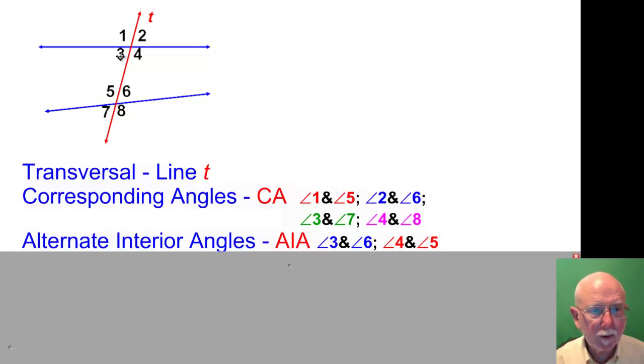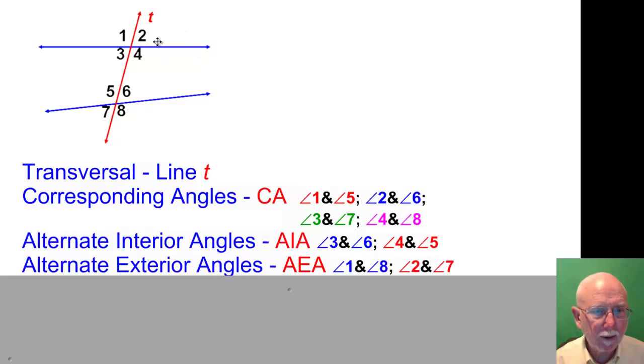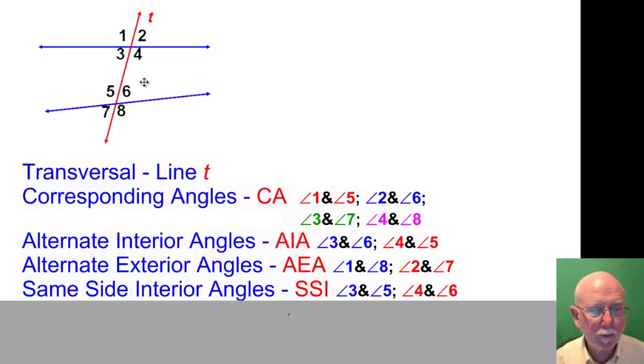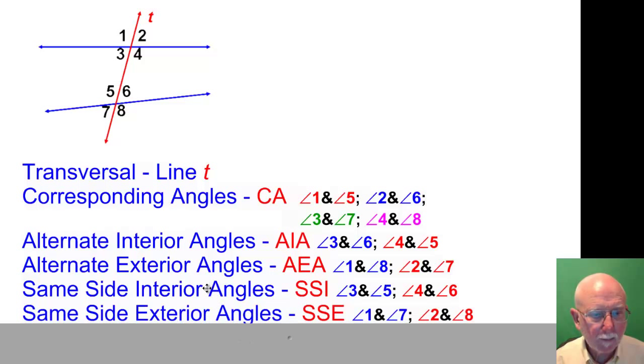My alternate interior angles are 3 and 6, alternating meaning on opposite sides of the transversal, interior meaning between the lines. And the other pair is 4 and 5. Alternate exterior means outside the pair of lines and alternating. So one pair is 1 and 8, and the other pair is 2 and 7. Then I have same side interior, same side of the transversal, between the pair of lines. So 3 and 5 and 4 and 6. I can also call these consecutive interior angles. Other thing I have is same side exterior. You don't see this reference too often, but same side and outside the pair of lines. So 1 and 7 is one pair, 2 and 8 are the other pair.